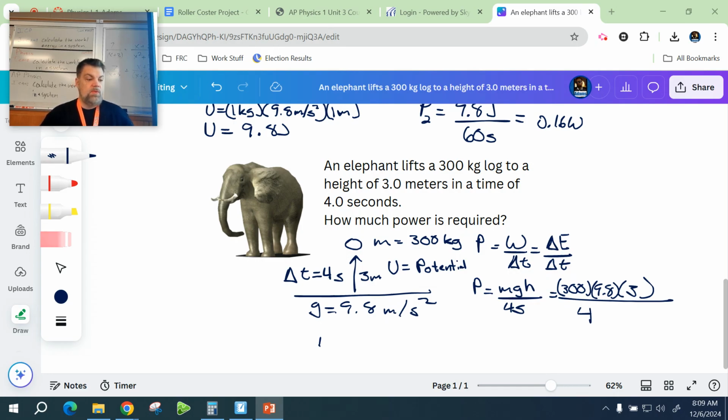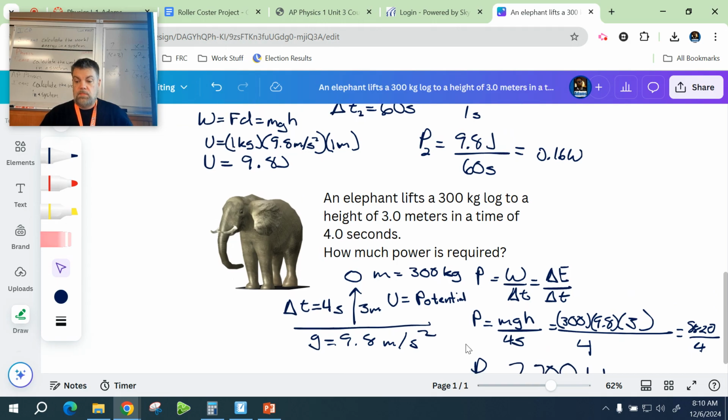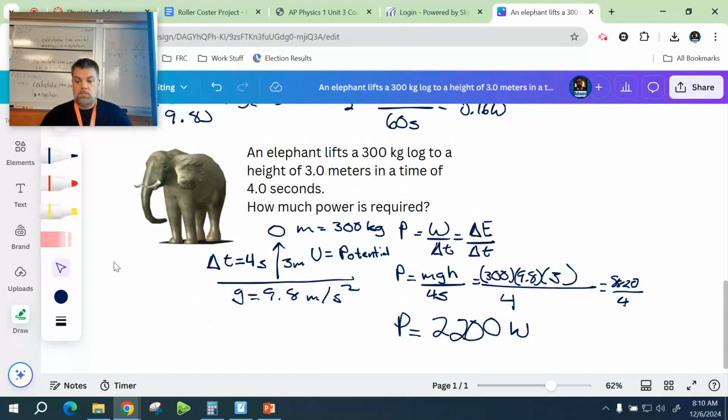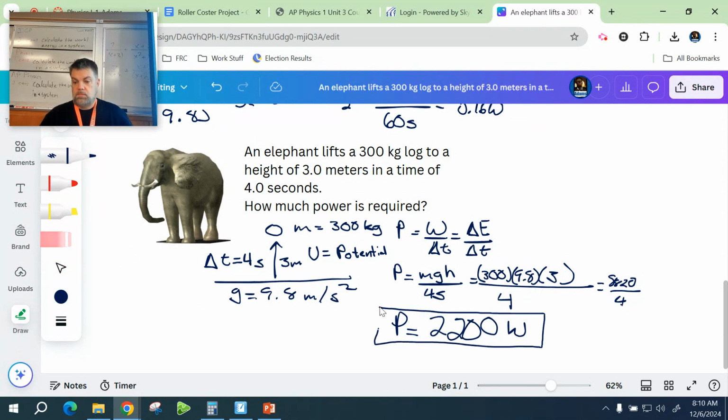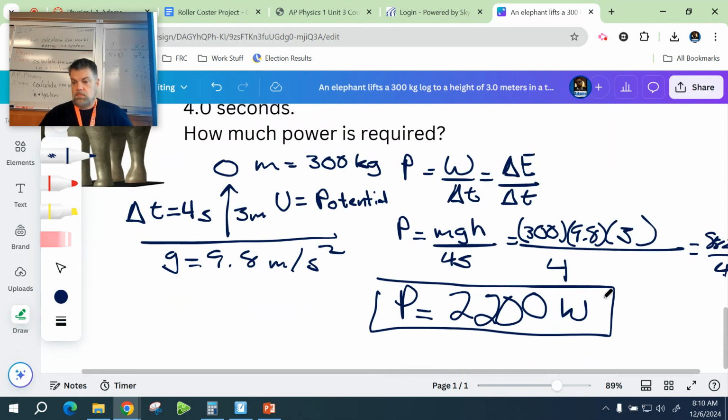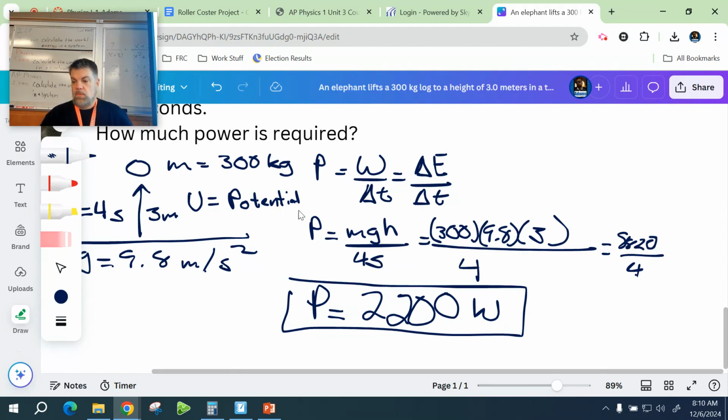So if you plug that into a calculator, we get that the power is equal to 2,200 watts, roughly. It ends up being 8,820 joules over 4 seconds, and you get this. Okay? So 8,800 joules per 4 seconds. Does anybody have any questions? Let me just double check.